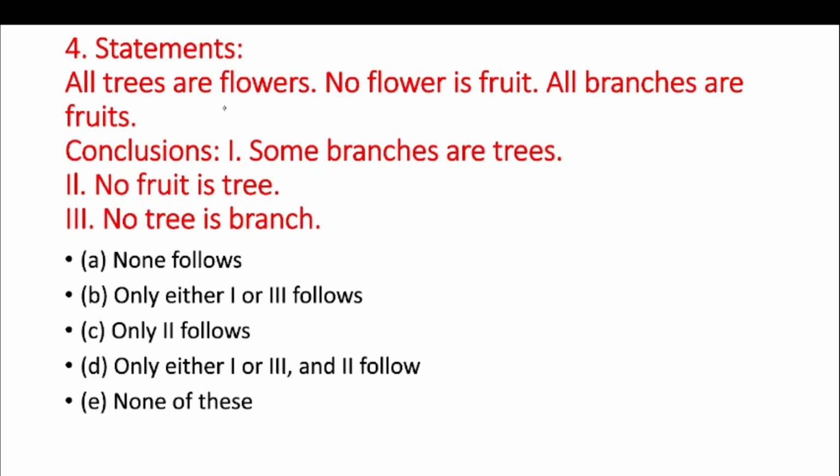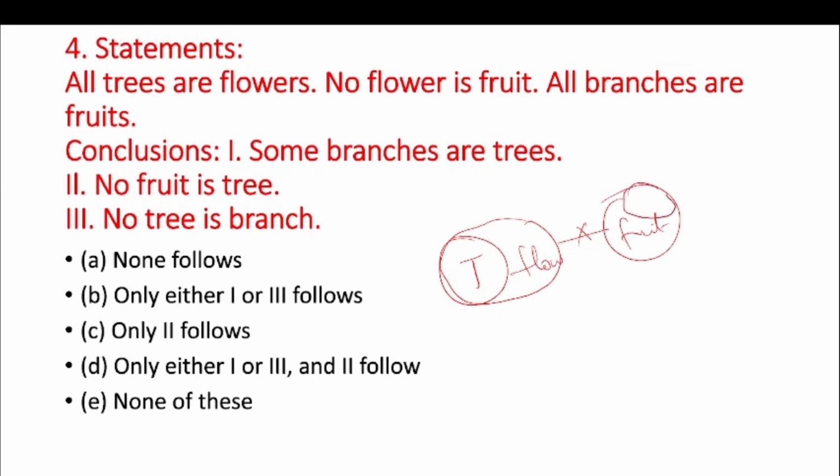Let's see. All trees are flowers. So we have trees, and all trees are flowers. No flower is a fruit. So no flower is a fruit. And all branches are fruits. So branches are part of fruits. We will draw a small circle here and label it B, branch. Only one B is there, right? So that's the Venn diagram we get.